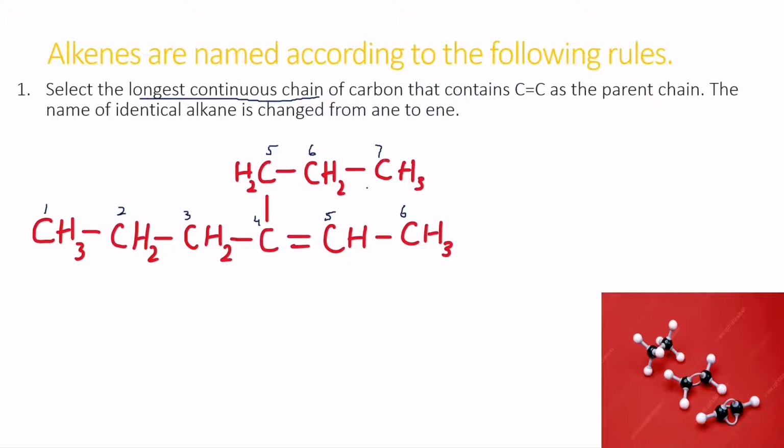But now let's see what's written over here: we have to select the longest chain of carbon that contains a carbon-carbon double bond in it. Now you can see that if I check the chain of 7 carbons, there is no double bond in it. So I will not select that as my longest possible chain. Instead, I will go for the 6 carbon chain in which the double bond is included.